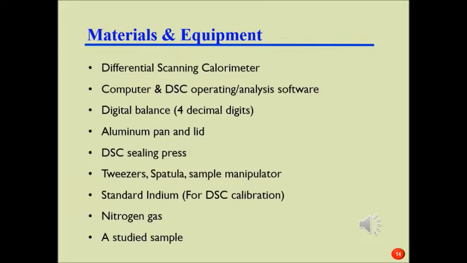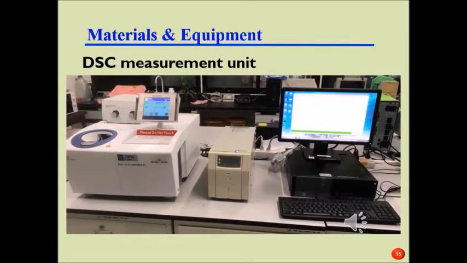Materials and equipment. Differential scanning calorimeter. Computer and DSC operating analysis software. Digital balance, 4 decimal digits. Aluminum pan and lid. DSC sealing press. Tweezers, spatula, sample manipulator. Standard indium, for the calibration. Nitrogen gas. And a studied sample.